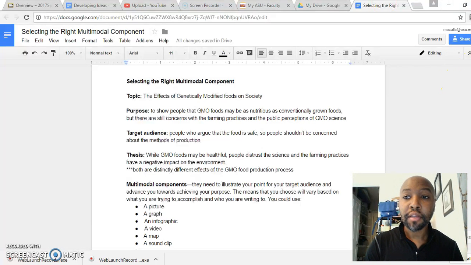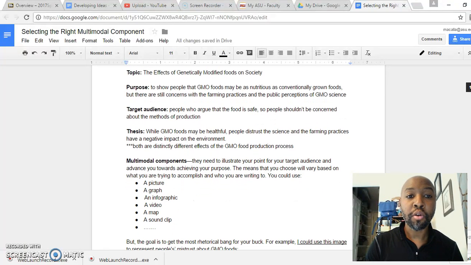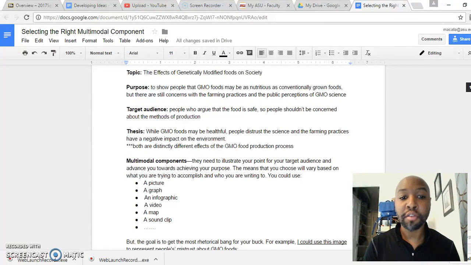You have a lot of options, and it's really going to be your decision based on what your ultimate goal is. Topic, purpose, target audience. You can have a picture, a graph, an infographic, a video, a music clip, whatever you're trying to establish. Think about that main claim you're trying to get across with your cause or your effect. What is it? What can you do to illustrate that for your audience? That's the kind of multimedia component you want to include in your paper.